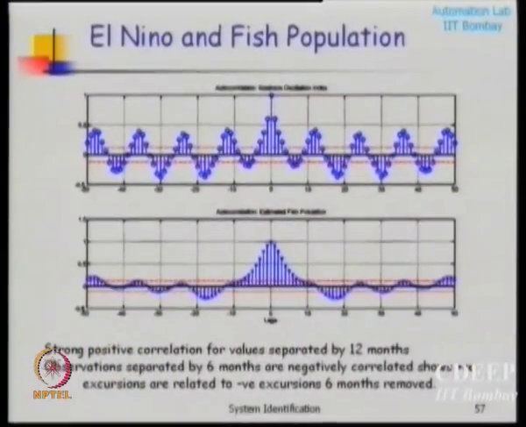For more detailed models you have to use something else, we'll come to that. This at least tells you that there is an autocorrelation within the data. This is not white noise, this is not complete kachra, it has some signal. The same thing is true about the fish population data. Again, it shows periodicity, slightly different. Then there seems to be some time lag between the two.